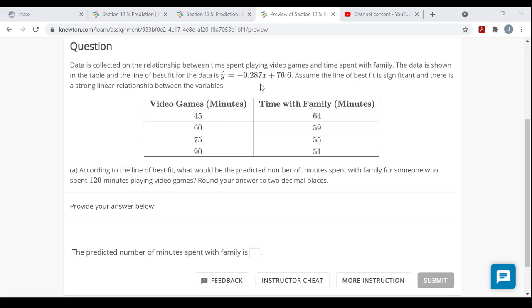Now the range of X, the values of X, go from 45 to 90. So if I'm asked to plug in any values in between these two, I'll be doing something called interpolation. And those predictions will be reliable and reasonable. If I'm asked to plug in values outside this range, less than 45 or greater than 90, I'll be doing what's called extrapolation. And those predictions will be unreliable because they're not within my range of data here.